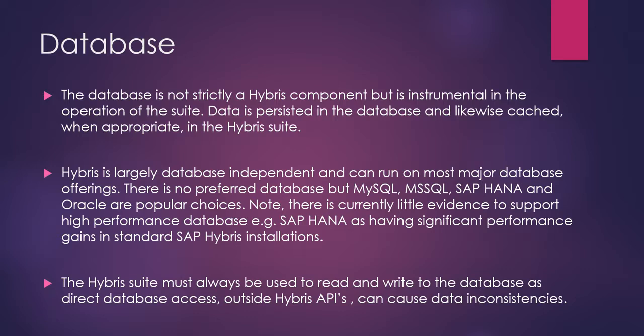Hybris is largely database independent and can run on most major database offerings. There is no preferred database, but MySQL, MS SQL, SAP HANA, and Oracle are popular choices. Note there is currently little evidence to support a high-performance database, for example SAP HANA, as having significant performance gains in standard SAP Hybris installations. It's important to choose the database that is right for your organization, and when you are completing your code base that you perform performance testing.